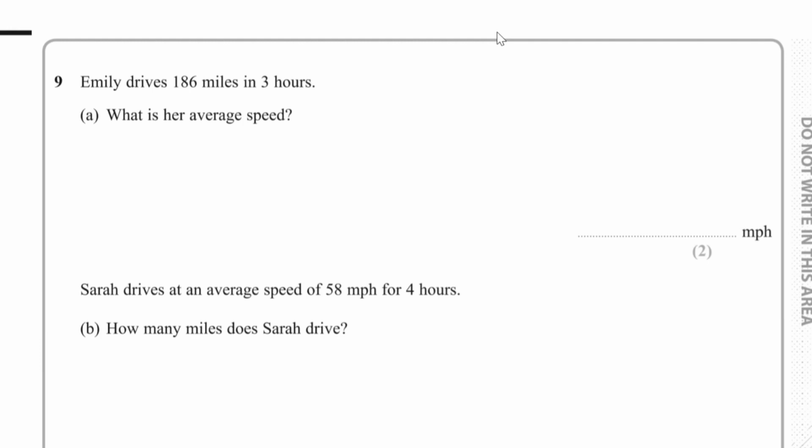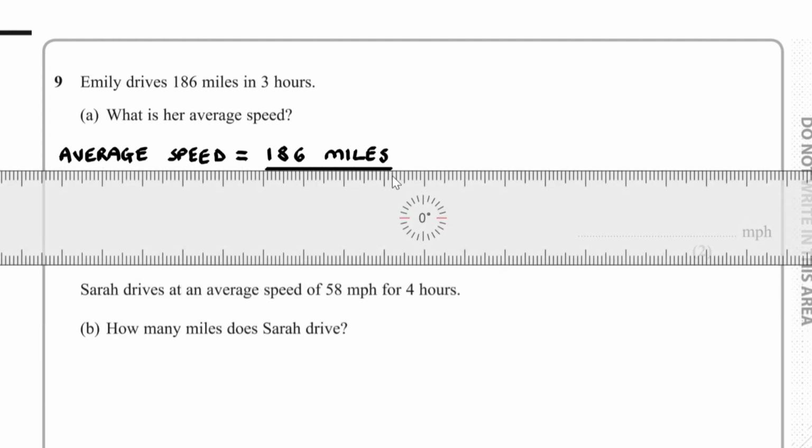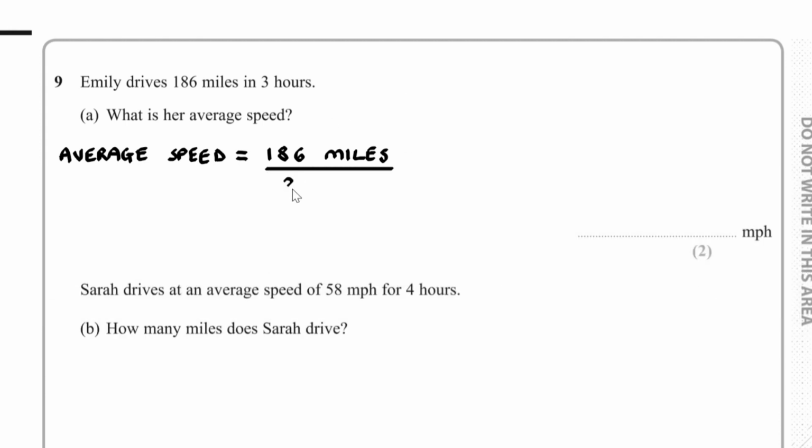Question number 9. Emily drives 186 miles in 3 hours. What is her average speed? The average speed is equal to 186 miles, and then we need to divide this by 3 hours. And working this out, what we will end up with is 62 miles per hour.